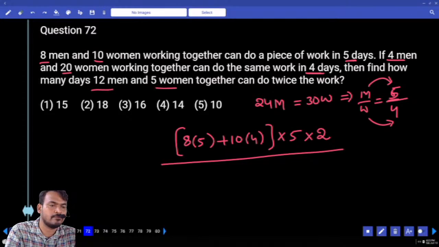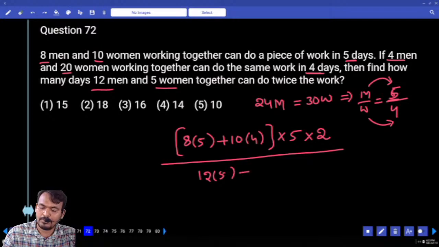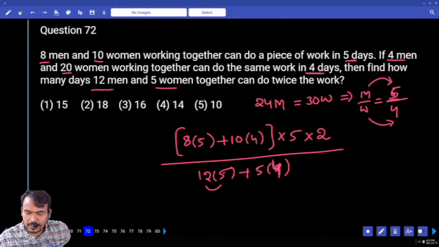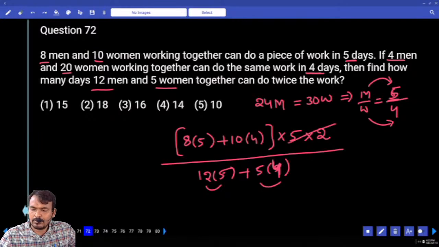Again the same work is completed by how many men? 12 men and 5 women. 12 men means we write 12 into 5. 5 women means we write 5 into 4. 12 times 5 is 60. 5 times 4 is 20. Total it is 80.